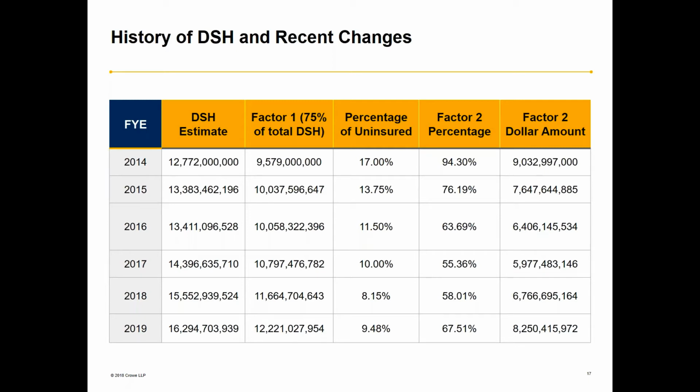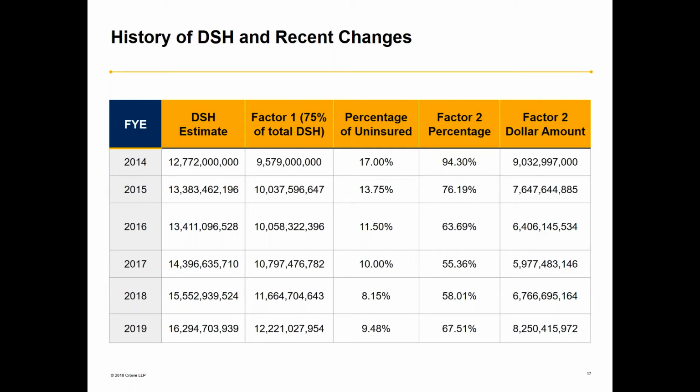That next column shows that 75% reduction of DSH. So that's the pool that was created by paying DSH hospitals the 25% and this other 75% pool of payments, a portion of which would be redistributed back to hospitals based on a couple of different factors.